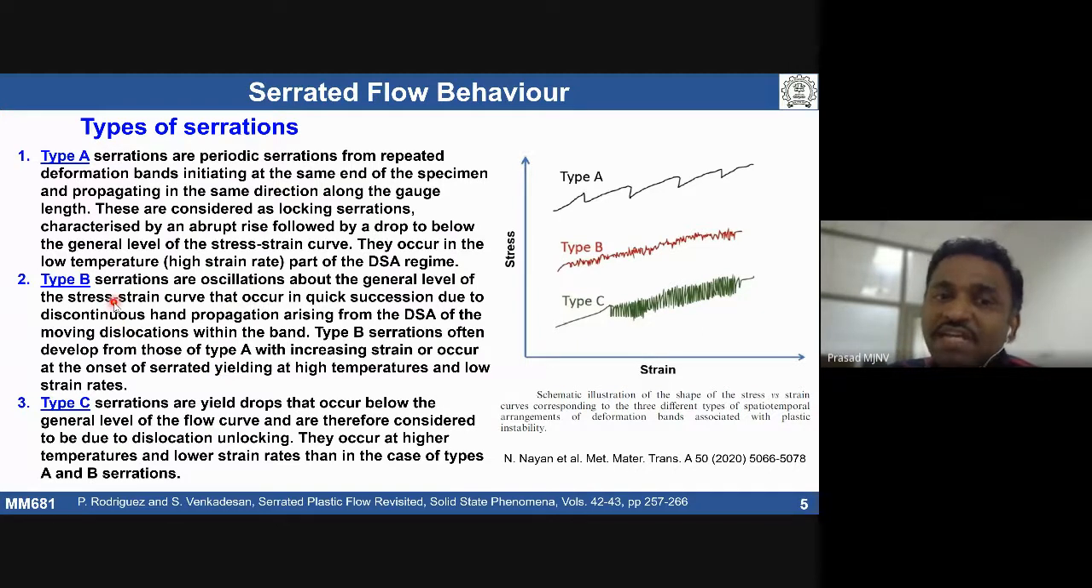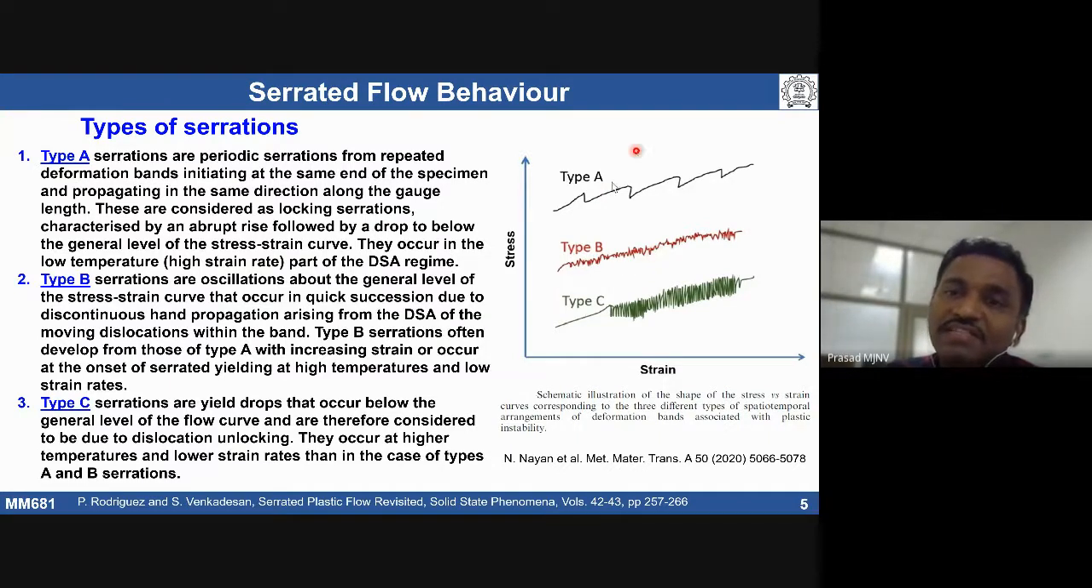And the type B serrations typically can occur when there is a relatively high temperature and low strain rates as compared to type A. Type B can be independent, and can also come after type A. After a certain amount of type A, we may also see type B serrations continue. So A plus B type can also be seen.